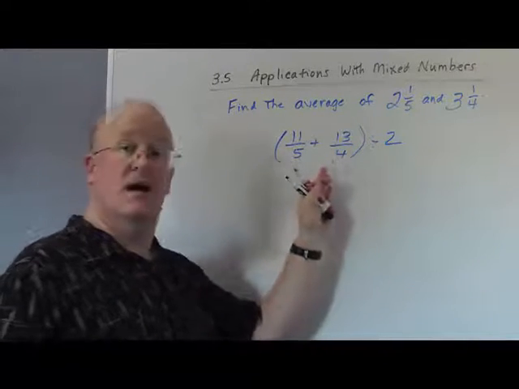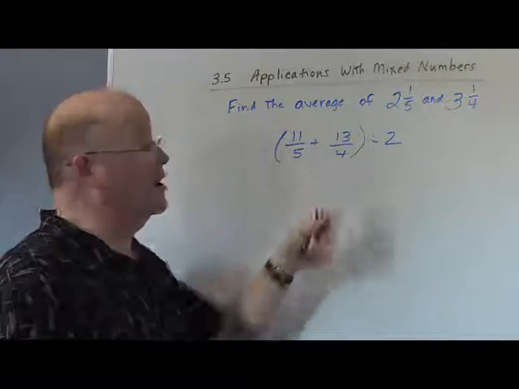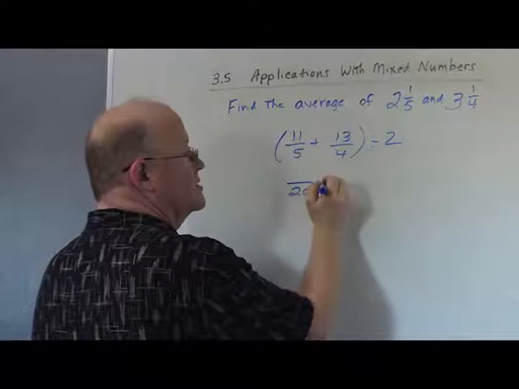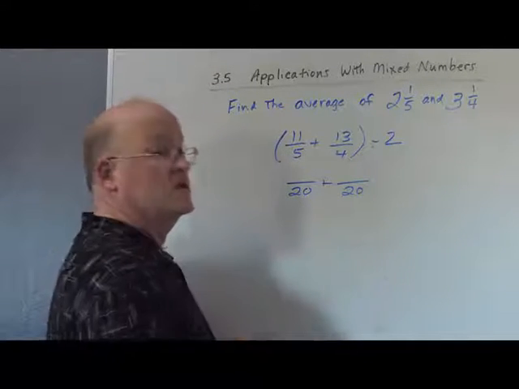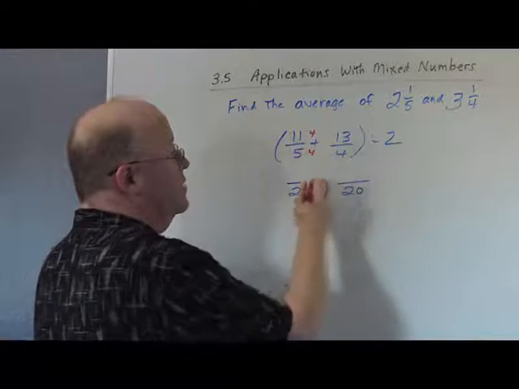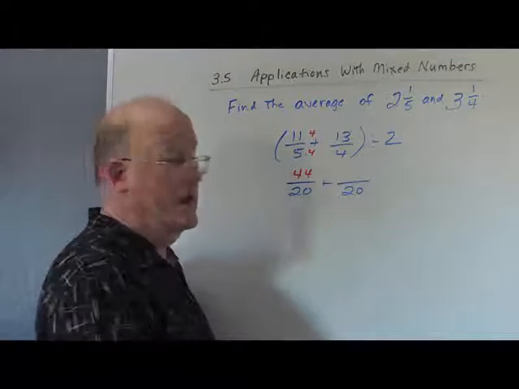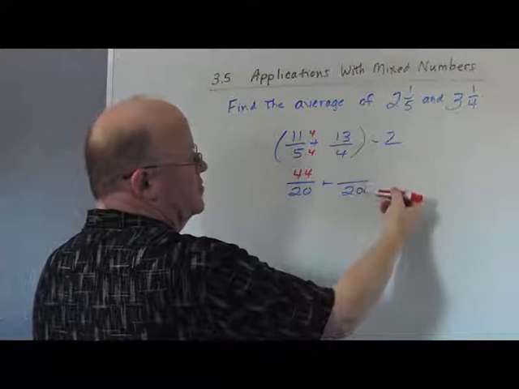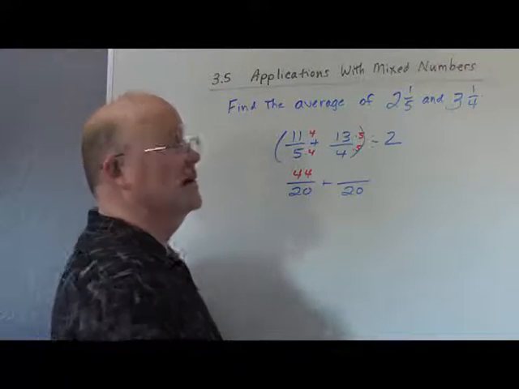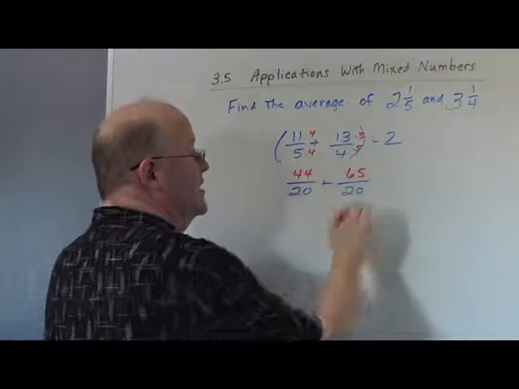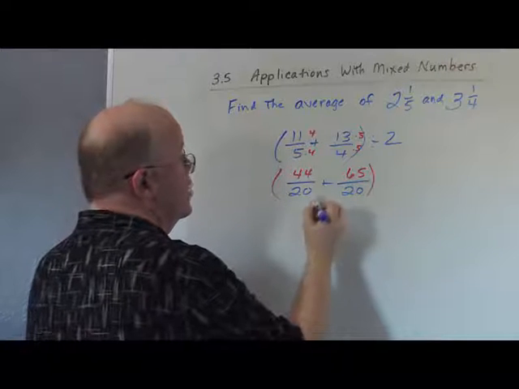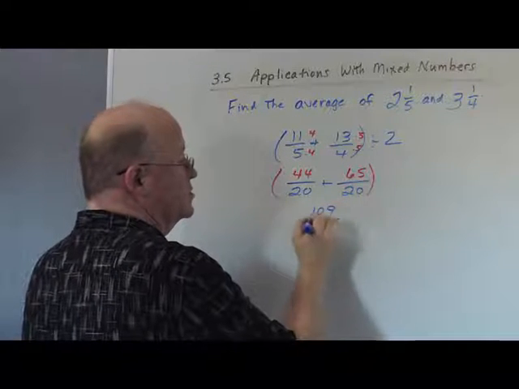We do what's inside the parentheses first, which is going to require a common denominator, which will be 20. So rewrite each of these over 20. The first fraction, going from a denominator of 5 to 20, is going to get multiplied by 4 over 4, giving us 44 over 20. And the second fraction, going from 4 to 20, is going to get multiplied by 5 over 5. You'll have to go off to the side, get 13 times 5, which is 65. And so inside the parentheses here, when we add together, we get 109 over 20.